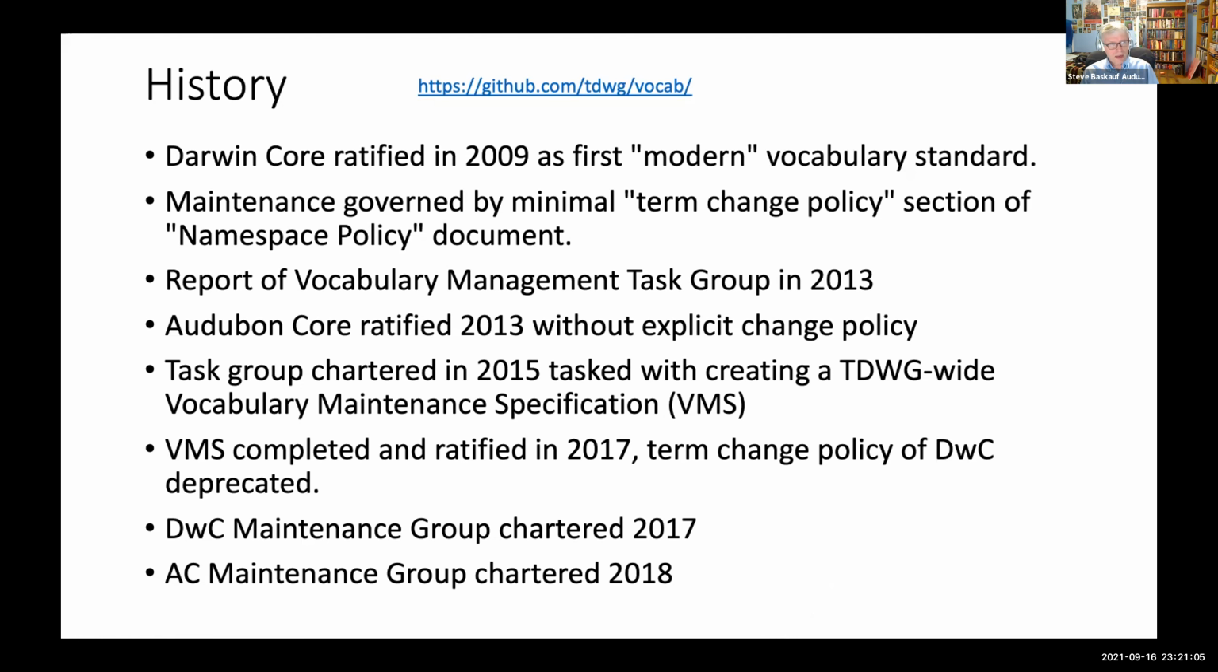And so Audubon Core, which was the second standard, didn't come with its own maintenance process, because there was an assumption that there would be a TDWG-wide one. So a task group that I led was chartered in 2015. In 2017, it was finished. And soon afterwards, in 2017, the Darwin Core Maintenance Group was chartered. And in 2018, the Audubon Core Maintenance Group was chartered.